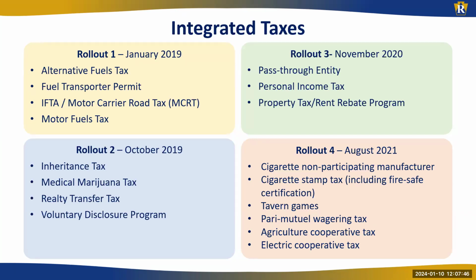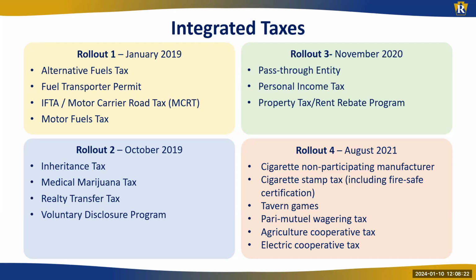You can see rollout 1 went live in January of 2019 with the implementation of motor and alternative fuel taxes, also our IFTA tax, and we wanted to keep the first rollout small to kind of get our feet wet and build up to our bigger rollouts. Rollout 2 occurred in October of 2019. This rollout included inheritance tax, realty transfer tax, medical marijuana, and also our voluntary disclosure program.